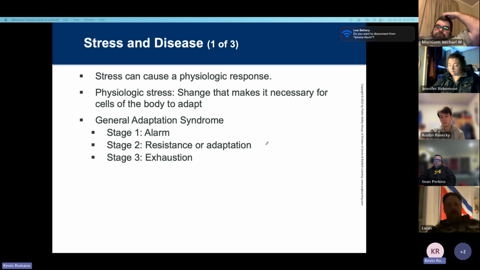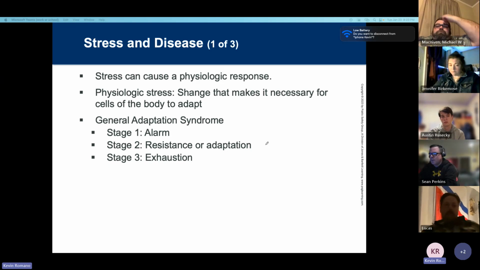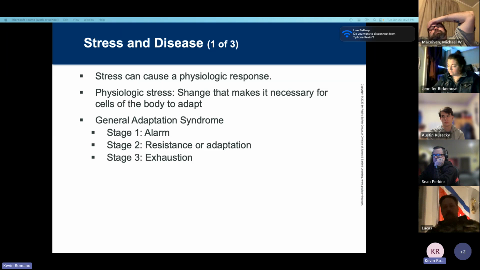So general adaptation syndrome has 3 stages of response to stressors, physical and emotional. Stage 1 is called alarm. The body reacts to the stress first by releasing catecholamines. Stage 2 is resistance and adaptation.